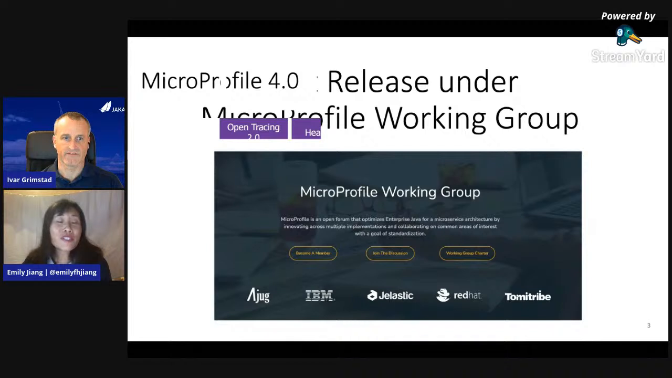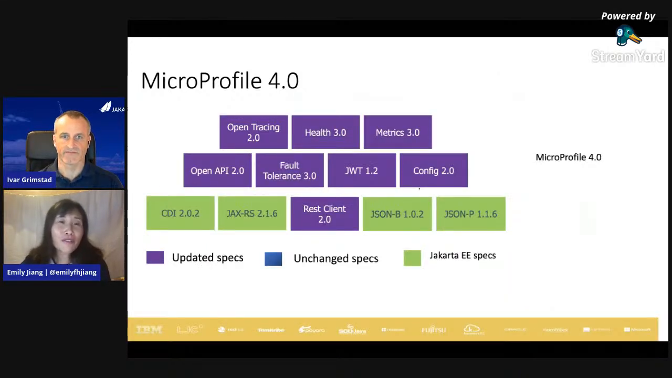Okay, let's zoom in to see what's in MicroProfile 4.0. As you can see here, the one in green is all the Jakarta EE specifications. I put in the macro version. Basically, I'm trying to show this is Jakarta EE 8, which is still the javax namespace. It's not the Jakarta namespace, but the Maven coordinates have been updated from javax to Jakarta.